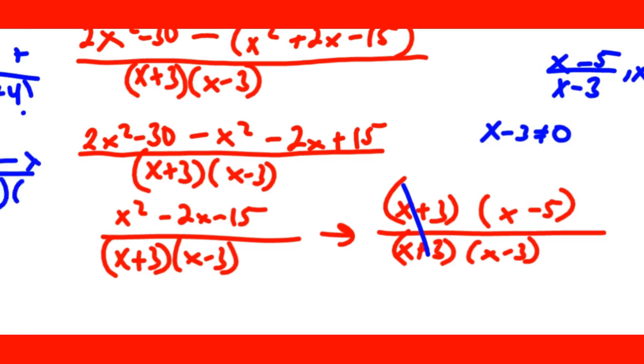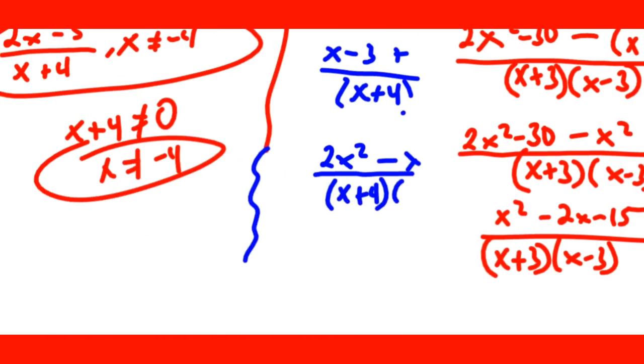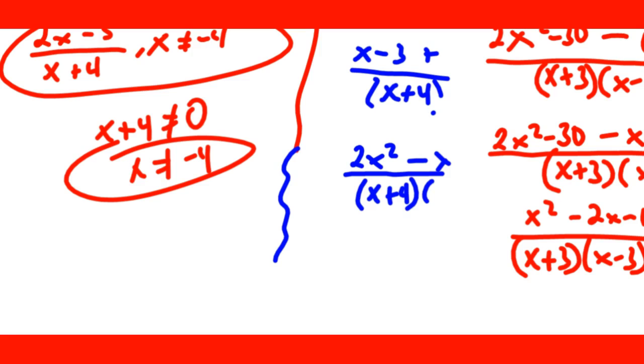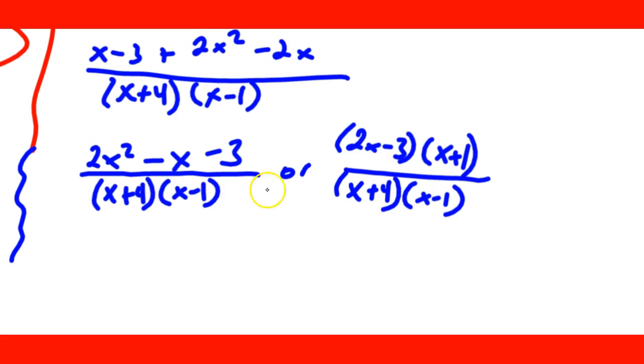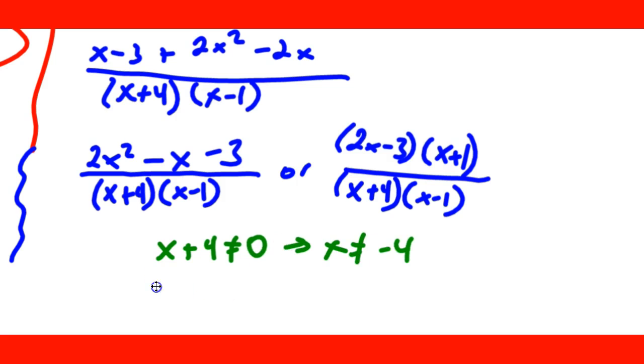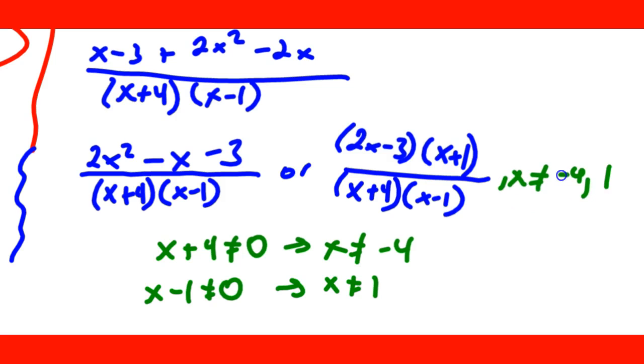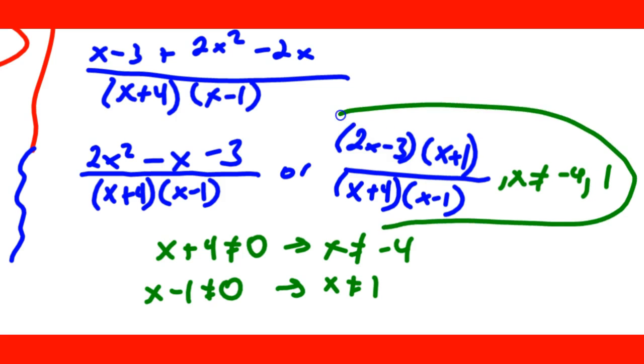Oh, you know what I didn't do? Let me go back one. I didn't write down the final answer. I went back to number 5. I didn't tell you where this was undefined. In this one, we have two denominators. You have x plus 4, and you get x cannot be equal to negative 4. And then you have x minus 1 not equal to 0, and when you solve that, you get x is not equal to 1. So negative 4 and 1. That's the final answer right there.